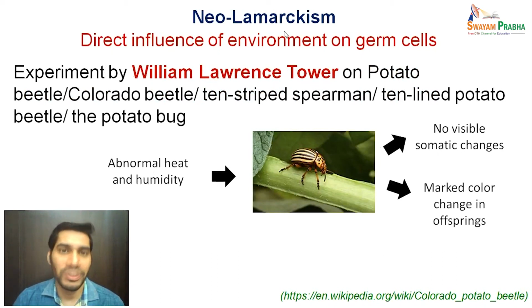Neo-Lamarckism supported their views with a number of experiments. For example, they said there is a direct influence of environment on the germ cells. The experiment was conducted by William Lawrence Tower on the potato beetle, which is also called the Colorado beetle, and many other names are there. What they did is they exposed these beetles to abnormal heat and humidity. But there was no visible somatic change in the beetles. Whereas the offspring which were generated after these beetles had a marked color change. So the environment is influencing the germ cells directly, though there was no effect on the somatic cells.